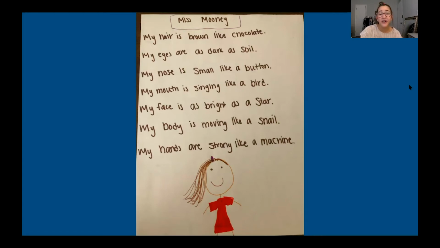Or she has blue eyes. And so I could say, my mom's eyes are as blue as the ocean. You see, something like that. So when you're writing these, you really want to focus on how you want to describe that word. So for example, when I was thinking of my mouth, I was thinking of things that my mouth does.